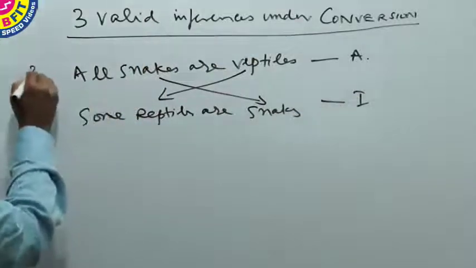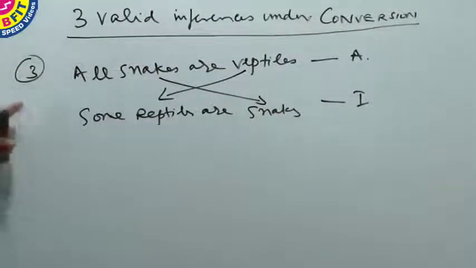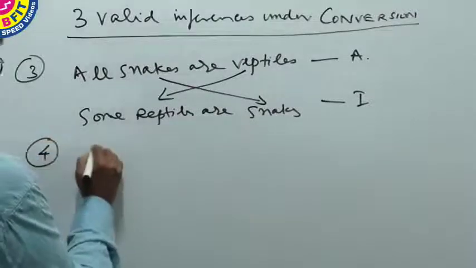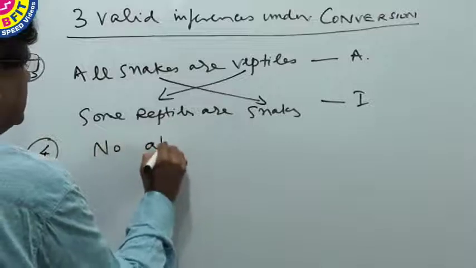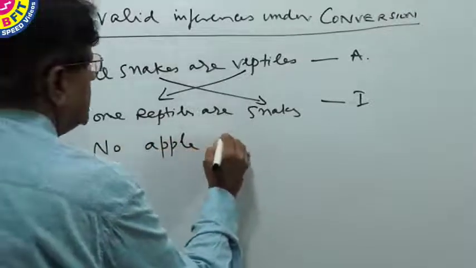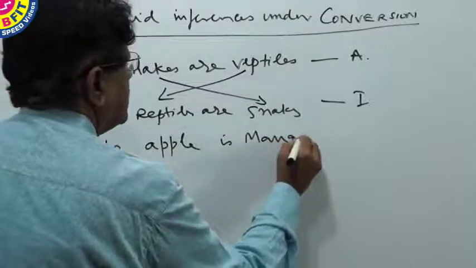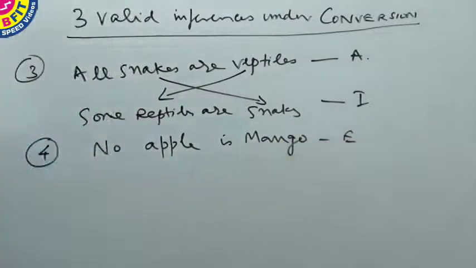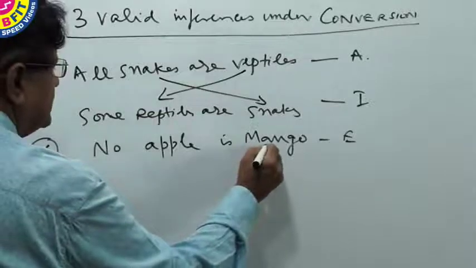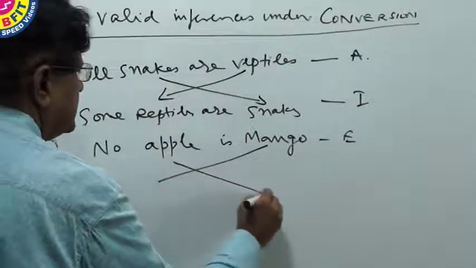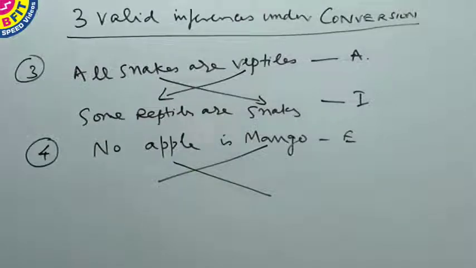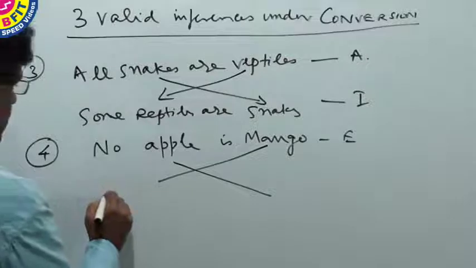This is the third statement. Earlier we have seen two. This is the third valid inference that we can draw. The next one is "no apple is mango." This is an E-type statement and we have to change it. And what valid conclusion can we draw? No mango is apple.